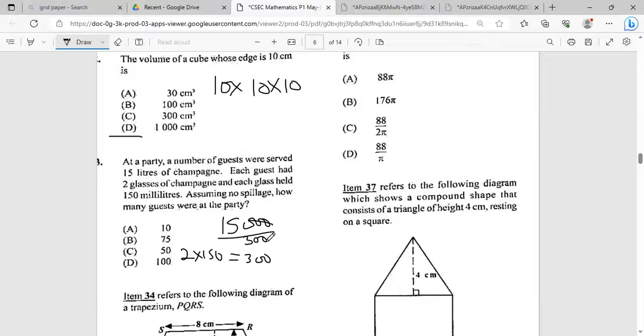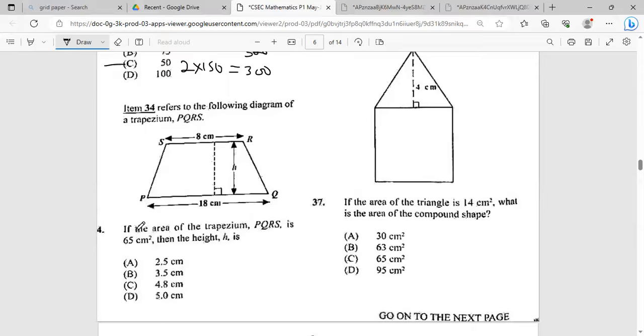150 divided by 3 is 50. This one, they kind of turn it around. They say, if the area of the trapezium is 65, what is the height? And of course, we know what they did to get that. They add 8 and 18, divide by 2, multiply by a number we call h, and that gives us 65. Shouldn't this be easy from this, guys?